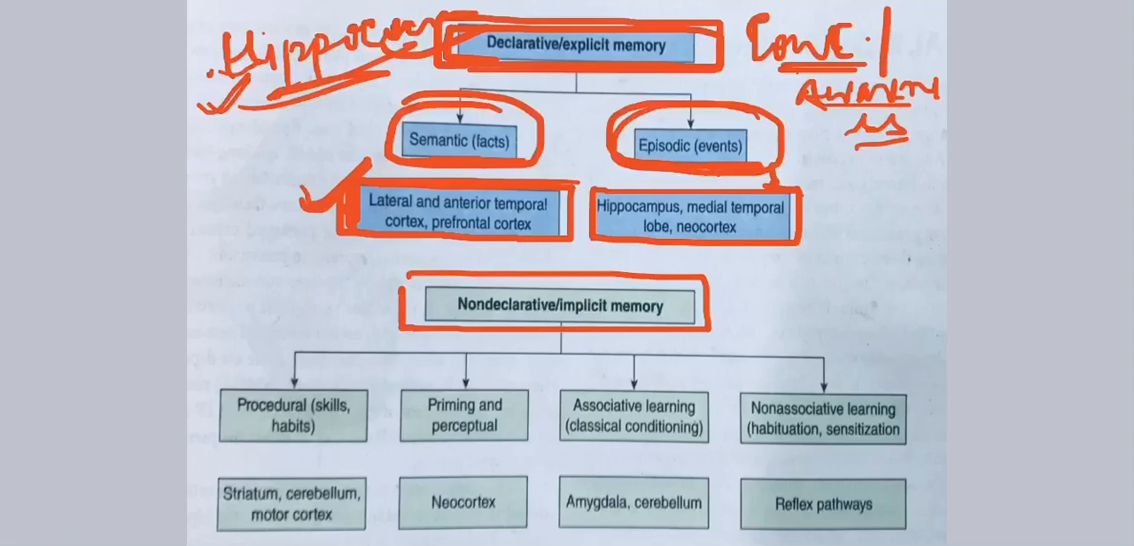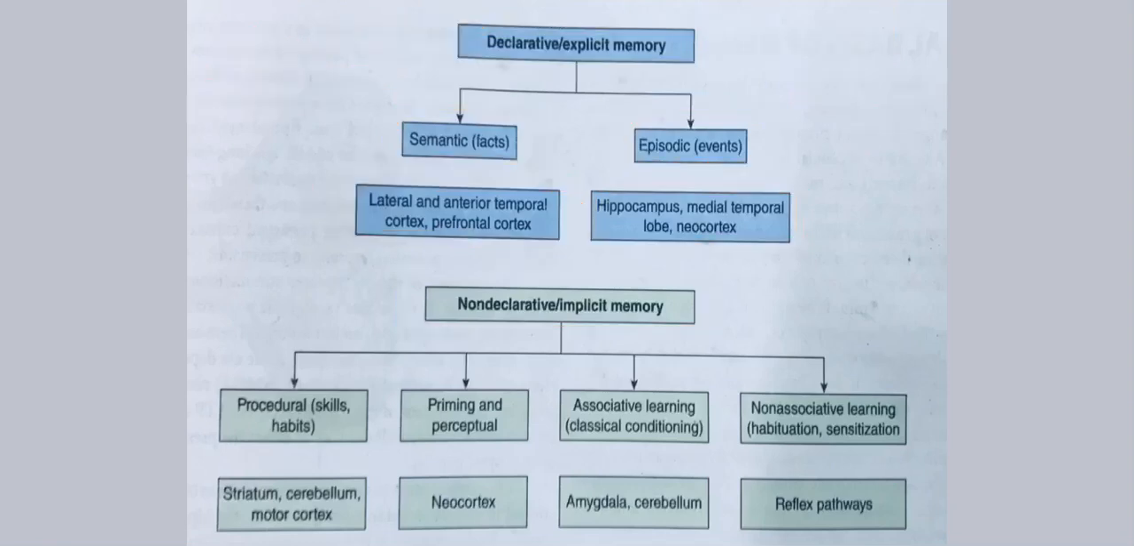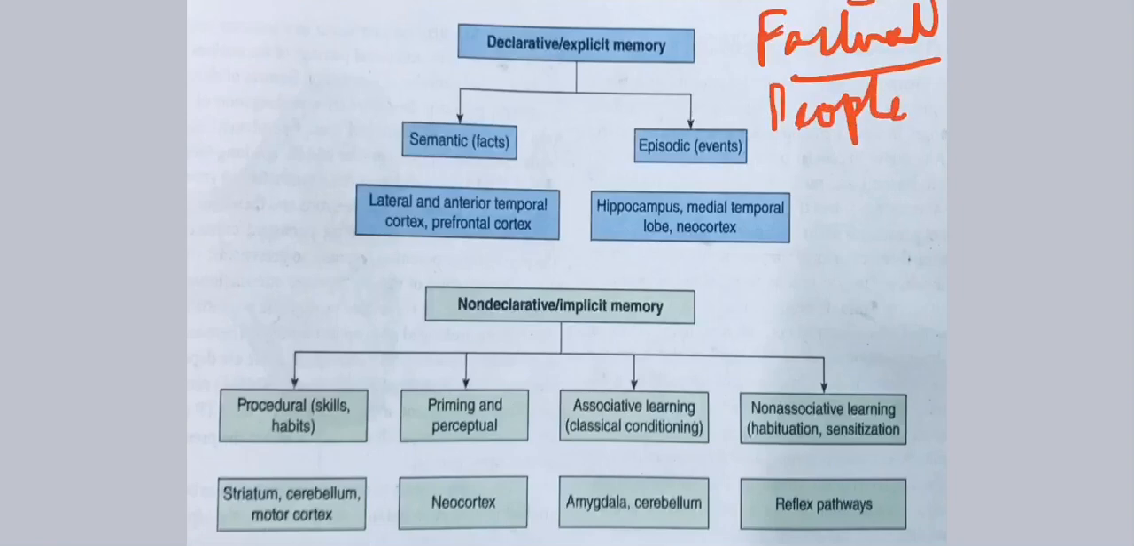The example of the semantic memory, like the explicit memory as I said, is for the factual knowledge. Facts regarding the people, about a person or place or anything. So any factual knowledge regarding a particular person or a particular place or a certain thing is called declarative or explicit memory.